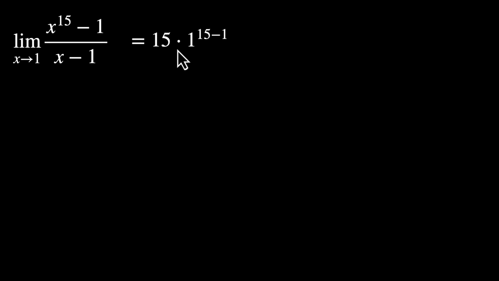Let's practice this. Here's the problem. x approaches 1. We have to find the limit for (x^15 - 1) / (x - 1). Pause the video, think about it. Okay, let's do this together. So n here is 15 and a here is 1. So we have n times, that's 15 times a, that's 1 to the power n-1, that's 15-1. Any power of 1 is 1, so we have 15 as the answer.